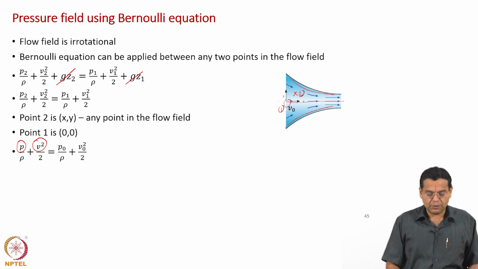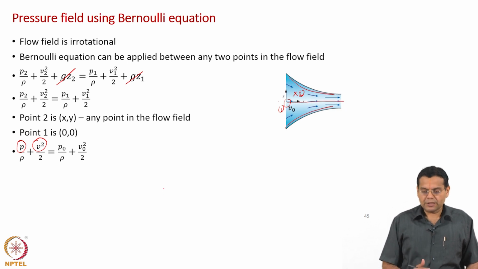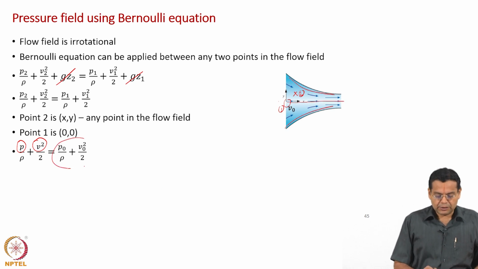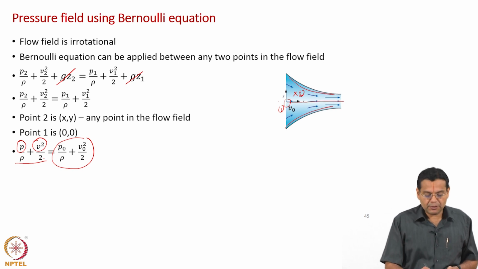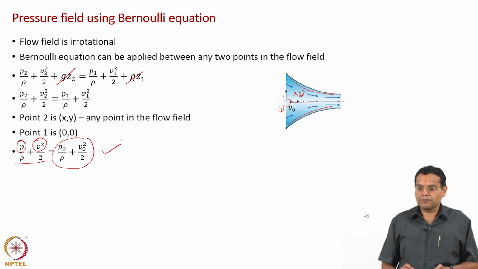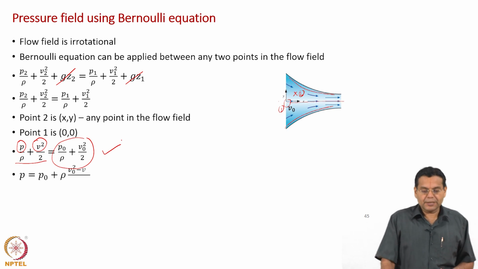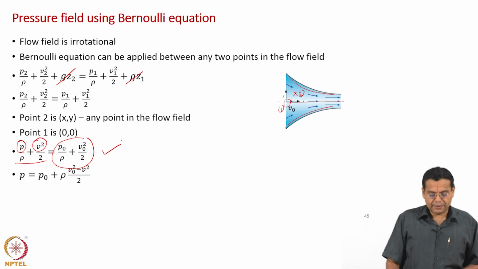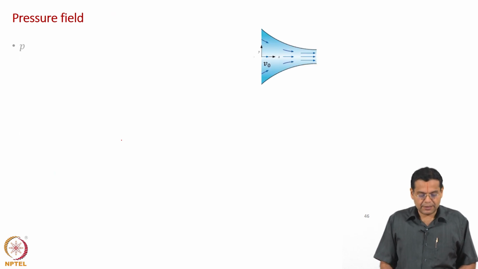So, I have P naught by rho. Similarly, I have instead of V 1 I denote it as V naught. So, V naught squared by 2. So, these denote 0 comma 0 condition, left hand side you have any point x comma y. Remember we are able to write this just because it is irrotational flow. Okay. So, let us rearrange this. So, P is equal to P naught plus rho into V naught squared minus V squared by 2. Okay. We need to express this in terms of x comma y. So, let us rewrite that expression.